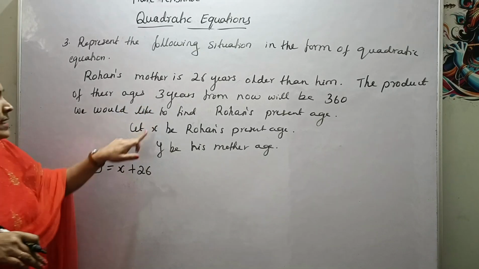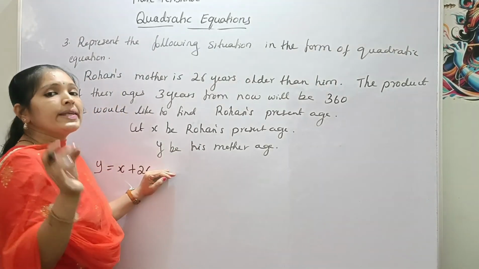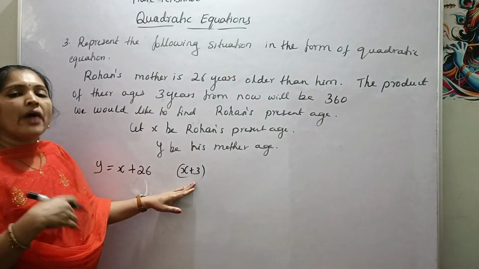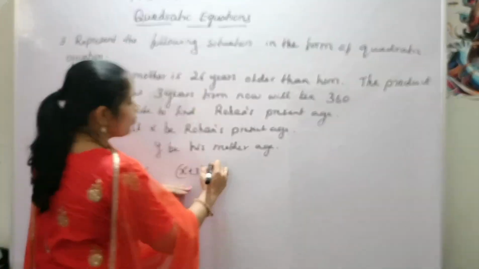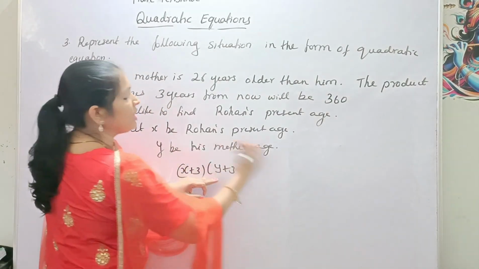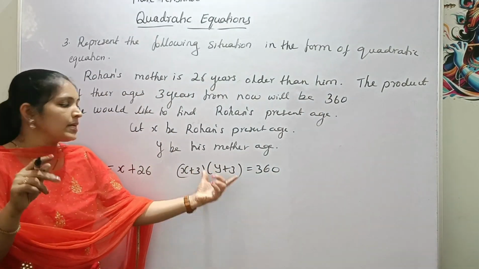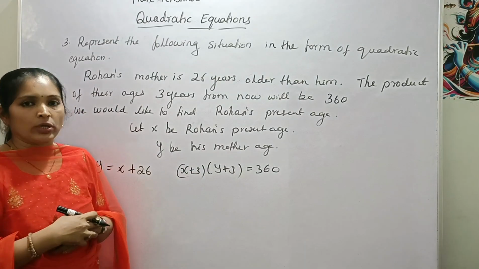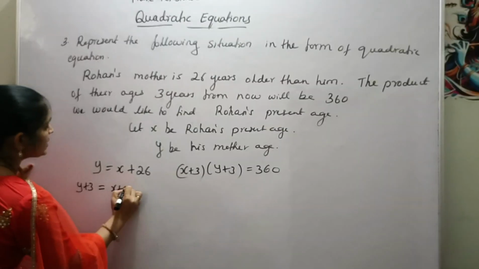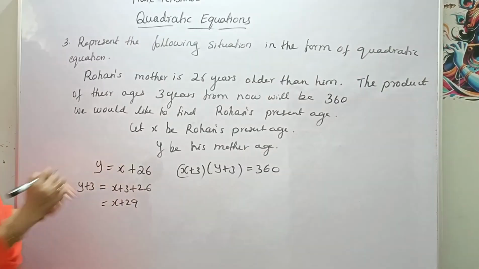Now their ages are x and y. See here, after 3 years, what is Rohan's age? x plus 3, right? And after 3 years, what is mother's age? y plus 3, right? And it is given that the product of their ages will be 360. Now here we have to write only one variable, so we have to make it in terms of x only. What is y plus 3? y plus 3 is equal to x plus 3 plus 26, that is x plus 29.